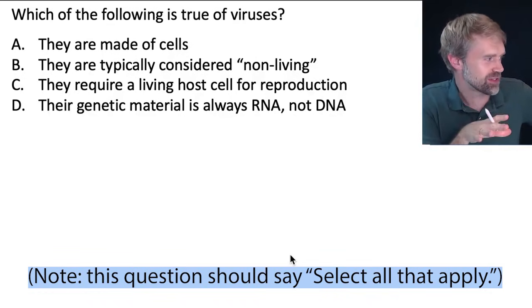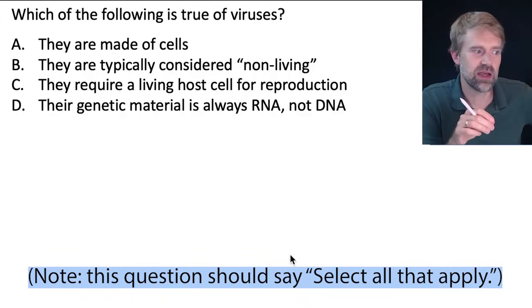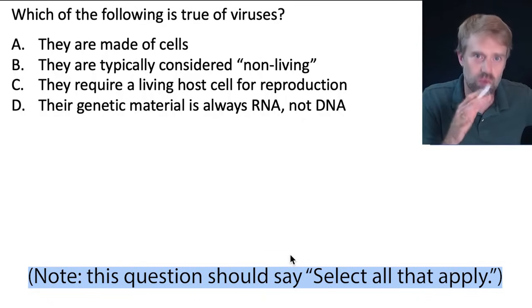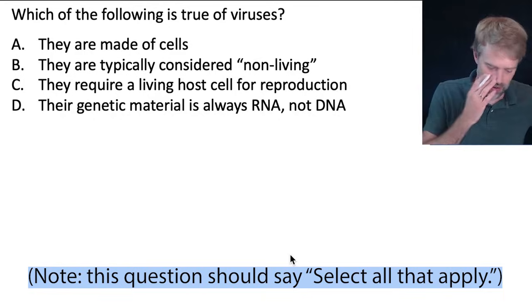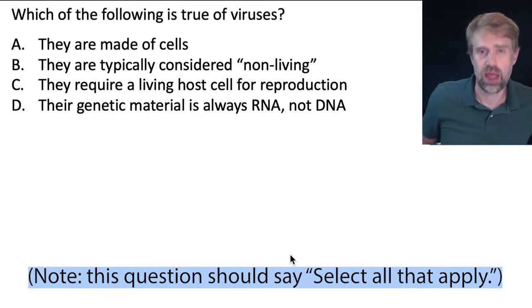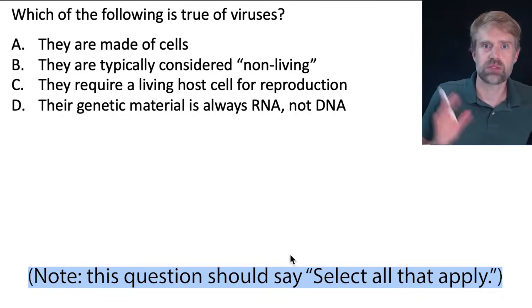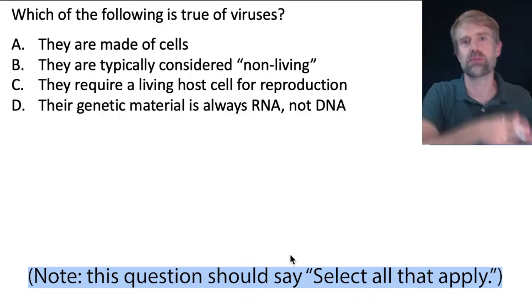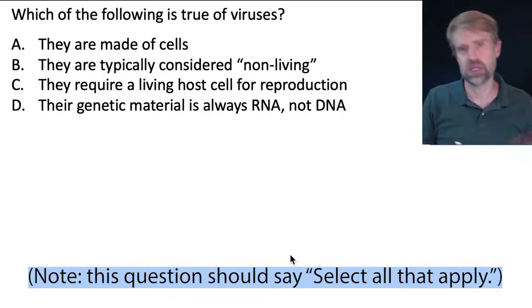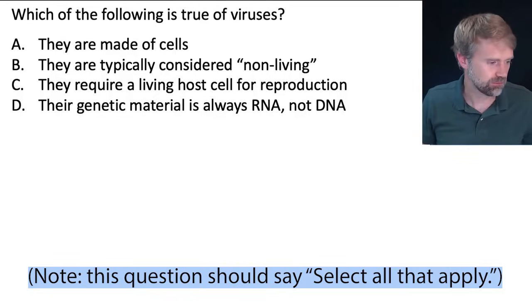Okay. So yes, for those of you who are confused, B and C are correct here. Viruses are typically considered non-living, and viruses typically require a living host cell for reproduction. Viruses are not made of cells. And D is wrong because the genetic material is always RNA, not DNA. No, no, no. The genetic material might be RNA or it might be DNA. Okay.